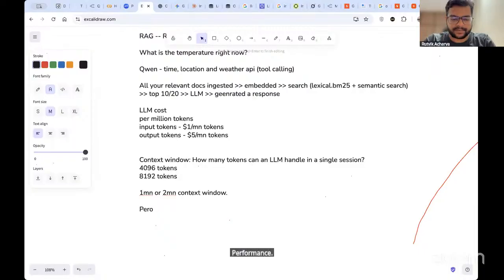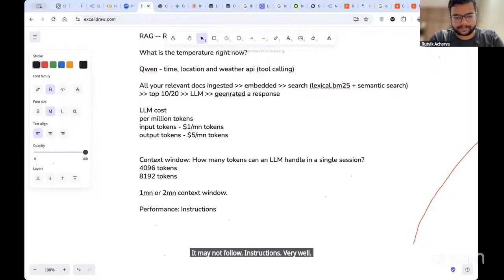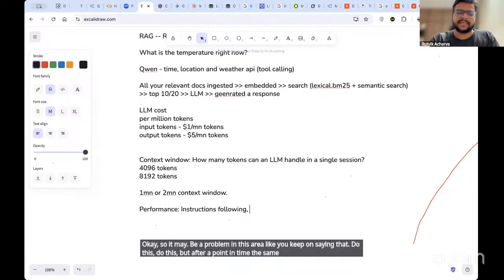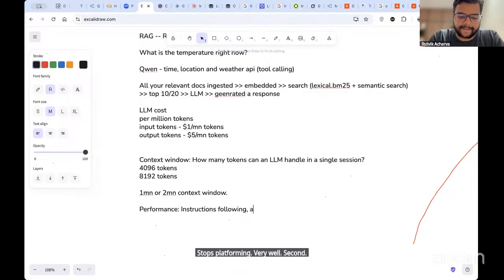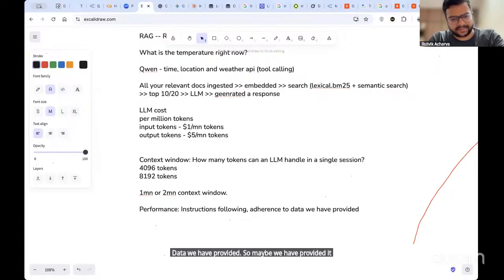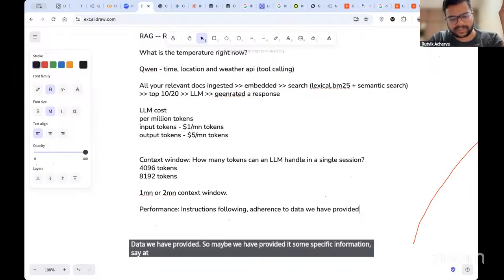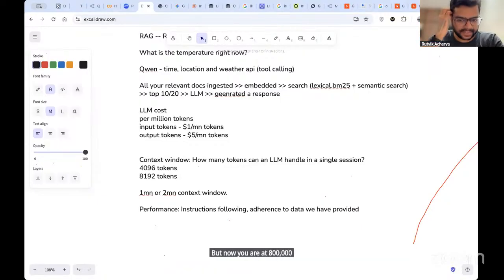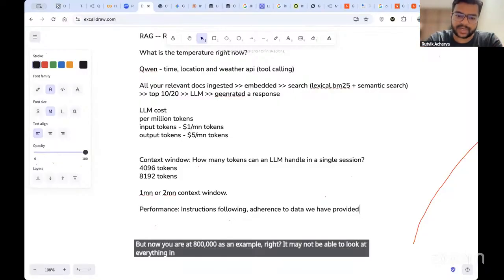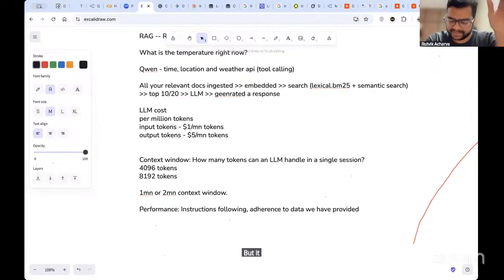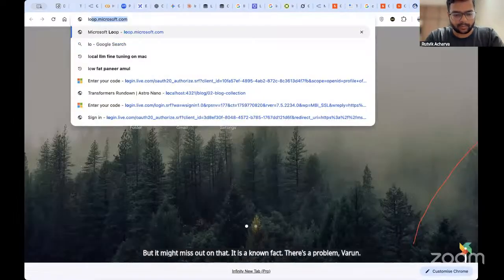Performance can deteriorate in a few ways. It may not follow instructions very well. You keep on saying do this, but after a point in time, the same session stops performing very well. Second is adherence to data we have provided. Maybe we have provided some specific information, say at token 50,000, but now you are at 800,000 as an example. It may not be able to look at everything in one go, even though theoretically they will function, but it might miss out on that. It is a known fact. There's a problem, Varun, good for everyone to know.